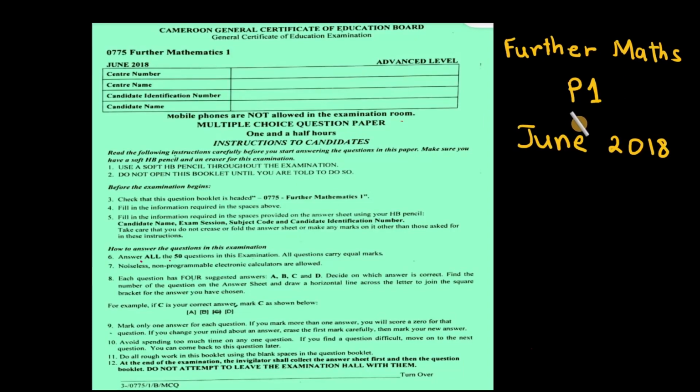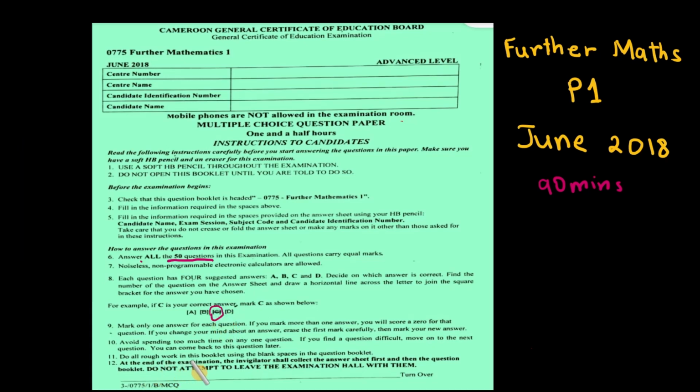That's Further Maths Paper 1, June 2018. Mobile phones are not allowed in the examination room. This exam is 1.5 hours, that is 90 minutes. You are required to answer 50 questions and you have 4 different answers to choose the correct one by bolding the letter of the correct answer with an HB pencil like this.